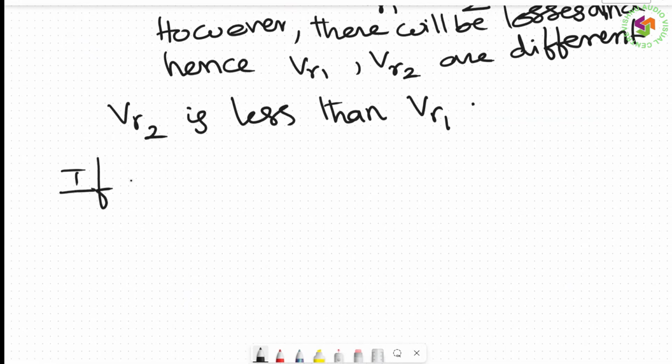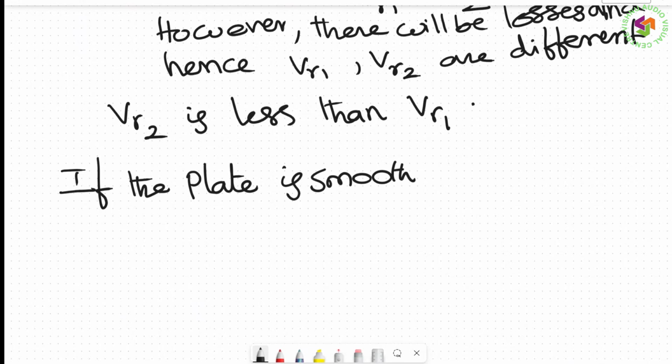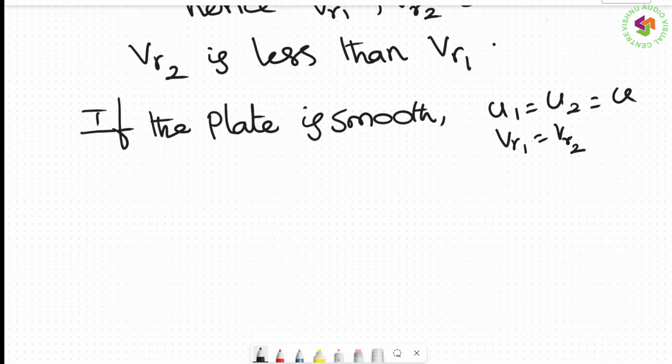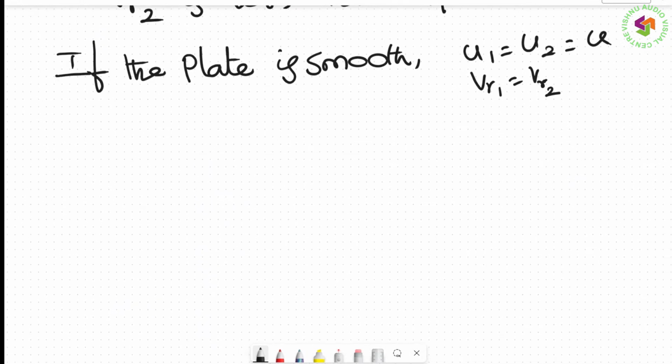Similarly, if the plate is smooth, U1 is equal to U2 is equal to U. That is the thing. So these are the smooth conditions. Right? This is the starting point. So when we are deriving the equations, kindly remember this is the starting point.